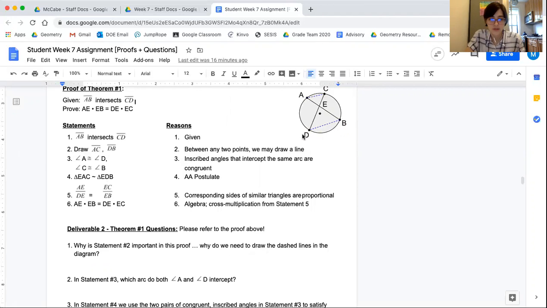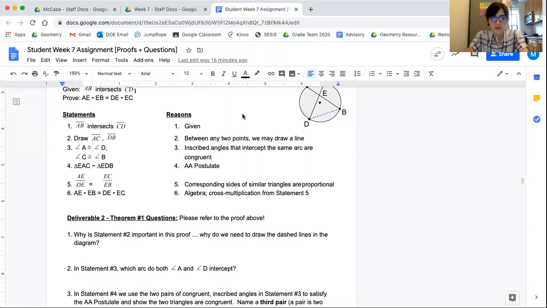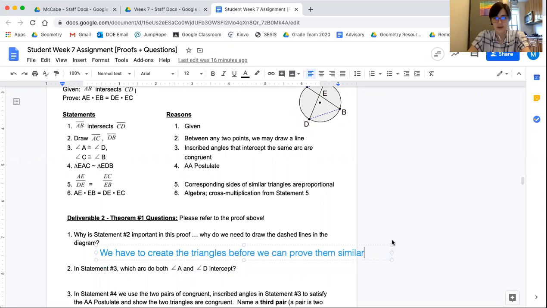Why is it important to draw the dashed lines? Well, what shape do the dashed lines create for us? They create triangles, okay? It's important to create triangles that then we see down in the proof. These two triangles, we prove them similar. So we have to create the triangles before we can prove them similar. Without those dashed lines, we don't have triangles. And here we go, down to number 2.